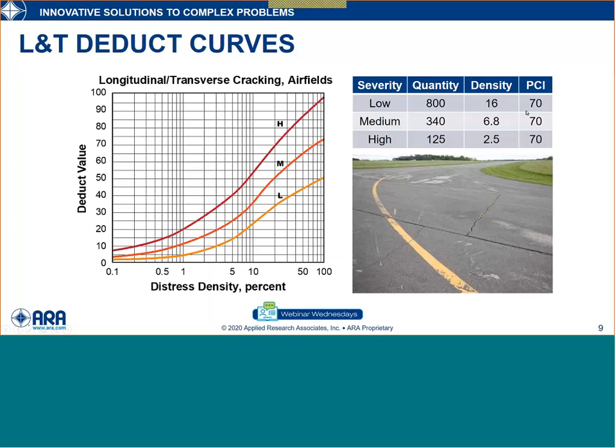70 is a very common trigger value or minimum service level used to initiate mill and inlay type of rehabilitation on asphalt pavement. You can see here at low severity, you would need 800 feet out of a 5,000 square foot sample unit. 800 feet of low severity L&Ts would drop you to a 70. Medium, you would only need 340 feet, and high, you would need 125 feet.